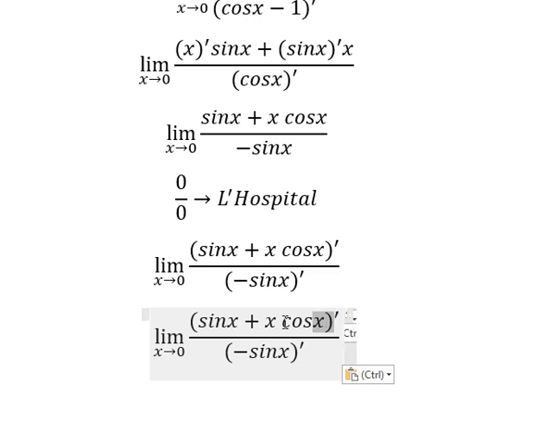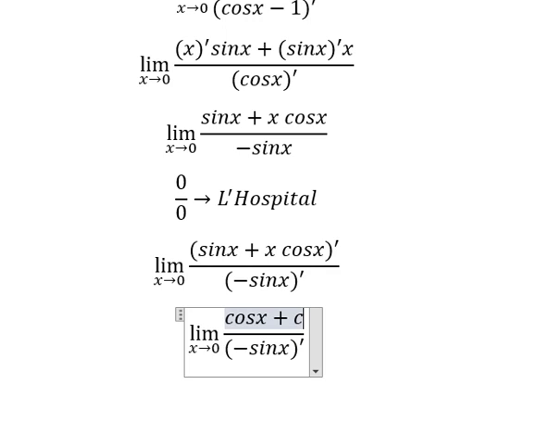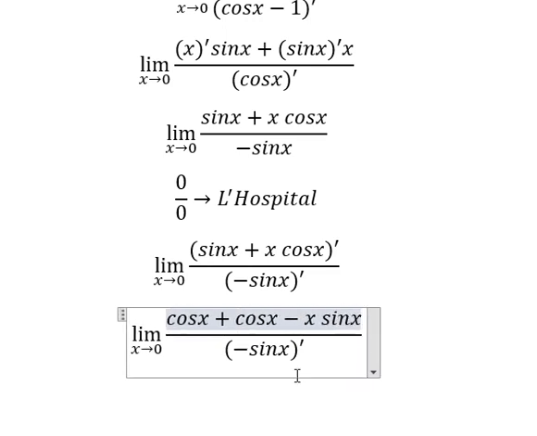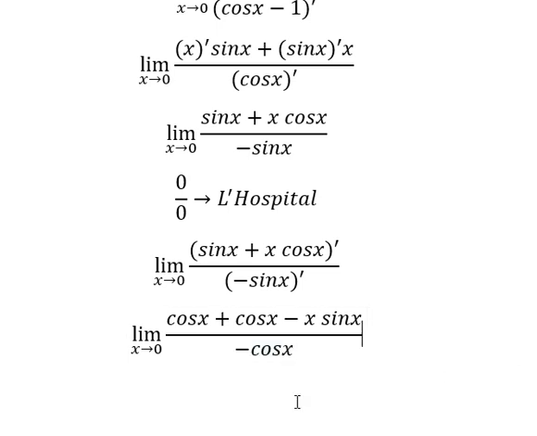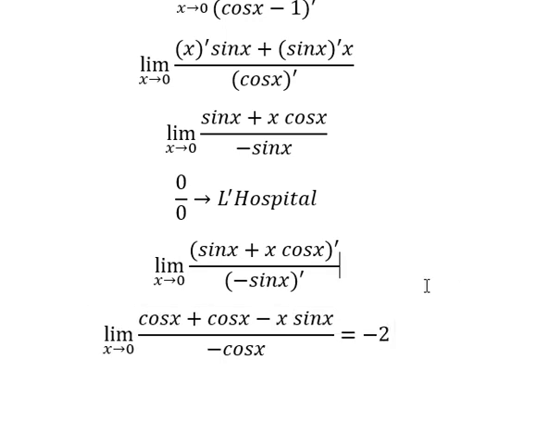So this one we have cosine x. This one we have cosine x. This one we have negative x sine x. This one we have negative cosine x. And now we put number 0 going here. And this one we have number 1, number 0, and number 1. So that is about negative number 2.